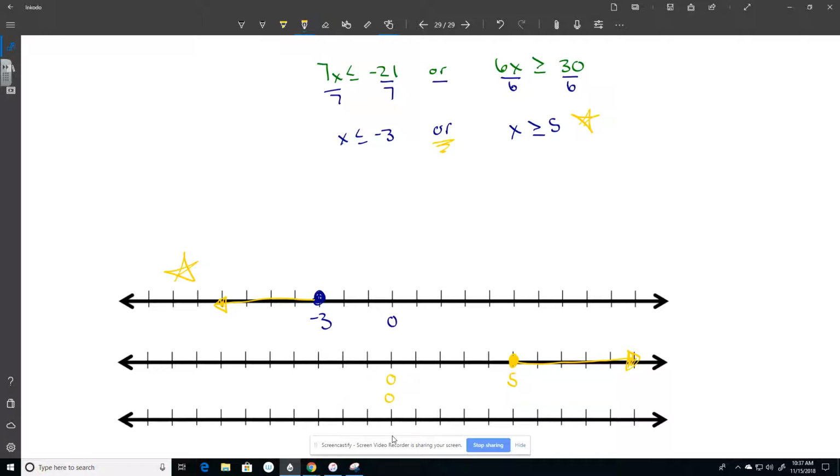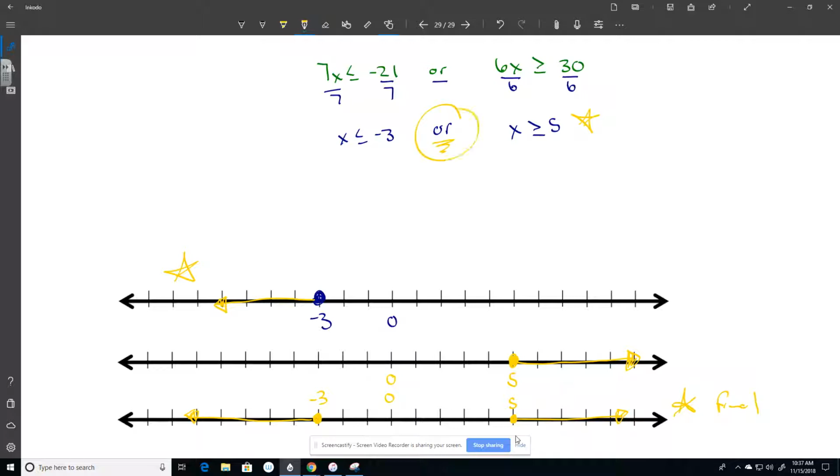So 0 is still right here in the middle. But my graph, I'm going to put -3, and I'm going to draw an arrow pointing to the left. I'm going to put this graph on here, and I'm also going to put this graph because it doesn't have to be both. It has to be one or the other. So I draw both of them on the same graph, and that would be my final answer. That's what my final graph would look like.